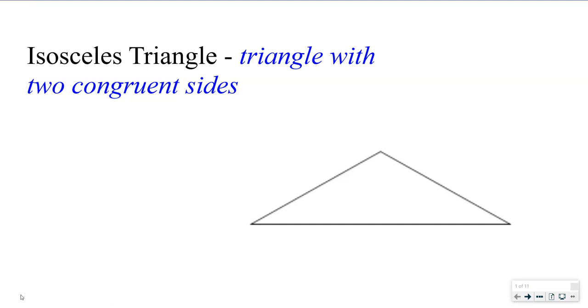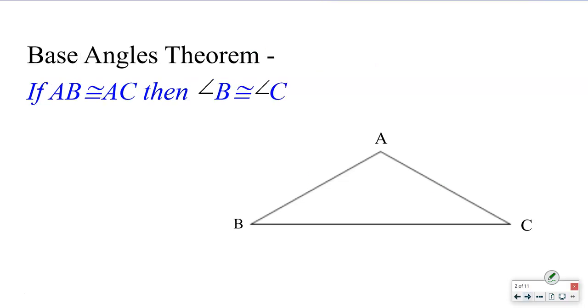All right, so a quick review of what isosceles triangles are. It's a triangle with 2 congruent sides. So if we have a triangle that has 2 sides congruent, we know it's an isosceles triangle. So what can we do with that information? Well, we have the base angles theorem, which states if we know AB is congruent to AC, then we know angle B is going to be congruent with angle C.